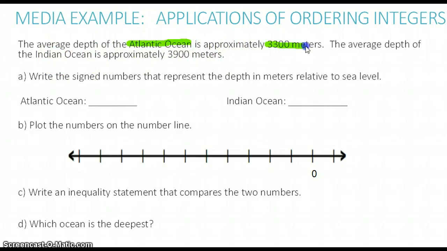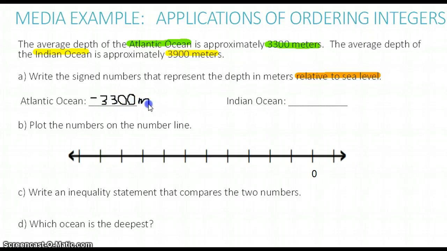Atlantic Ocean, 3,300 meters. Indian Ocean, 3,900 meters. Now let's look at our first question. Write the signed numbers that represent the depth in meters relative to sea level. So the relative to sea level is important because 3,300 meters in depth relative to sea level is negative 3,300 meters. So let's write that in for the Atlantic Ocean, negative 3,300.